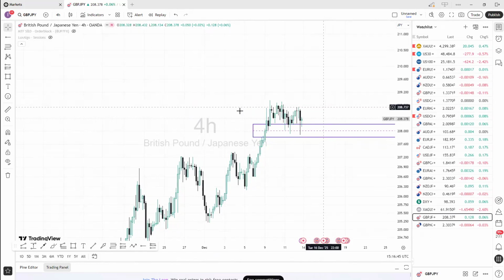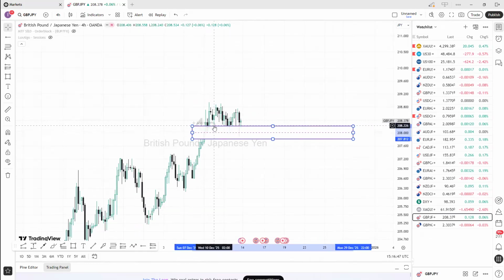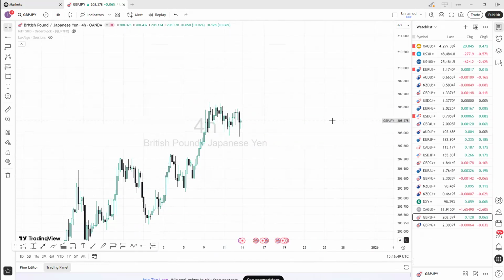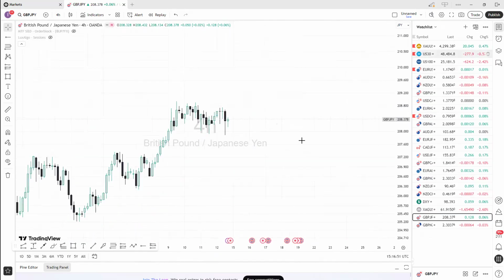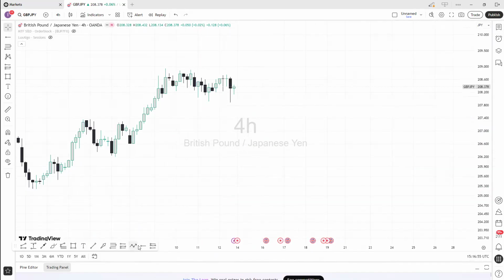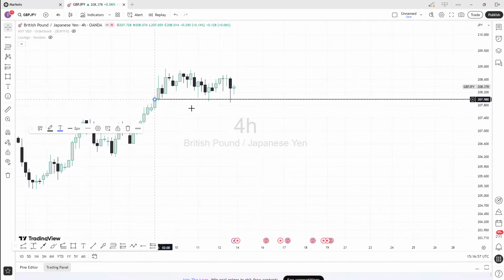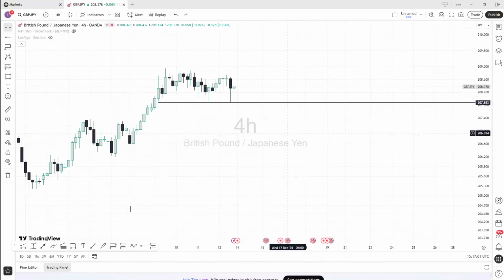On the four-hour, we have a huge consolidation over here. So the better decision on GBP JPY now is that we have to spot that liquidity, we have to spot that range.